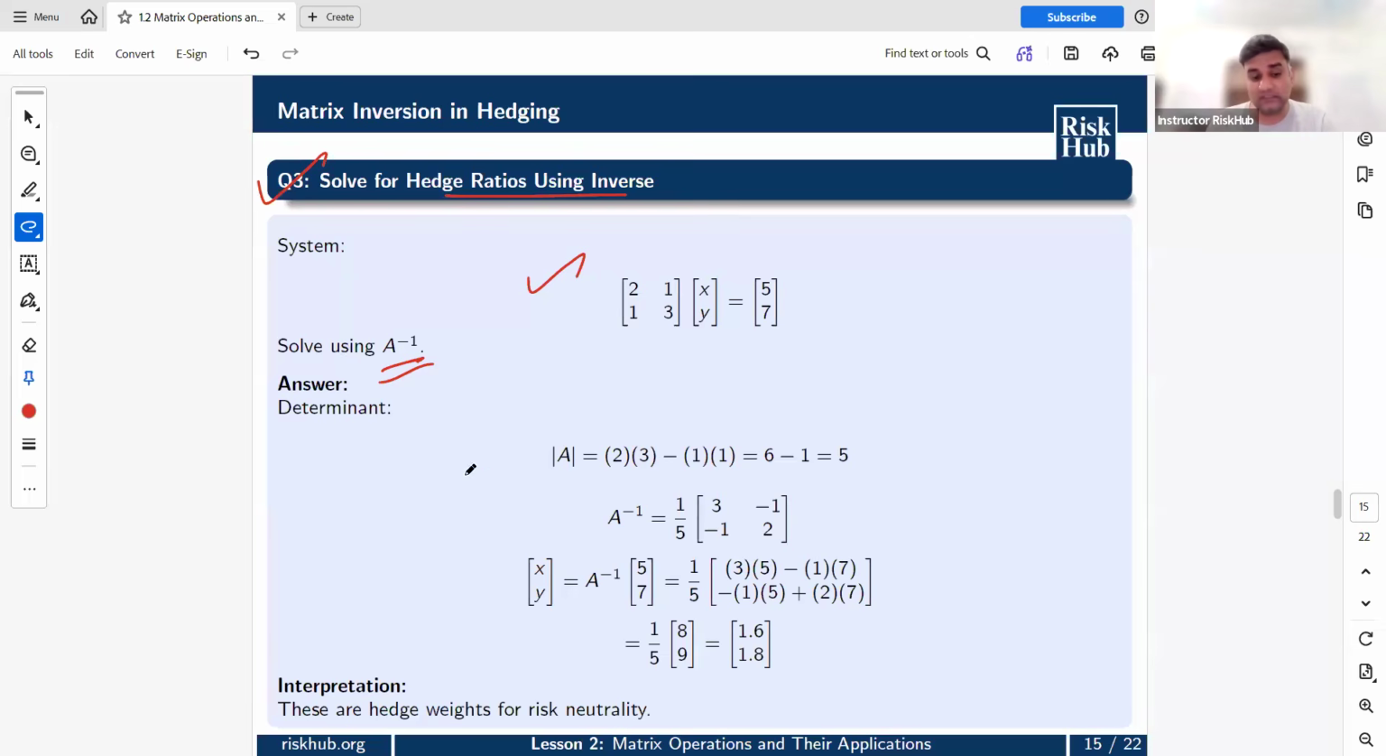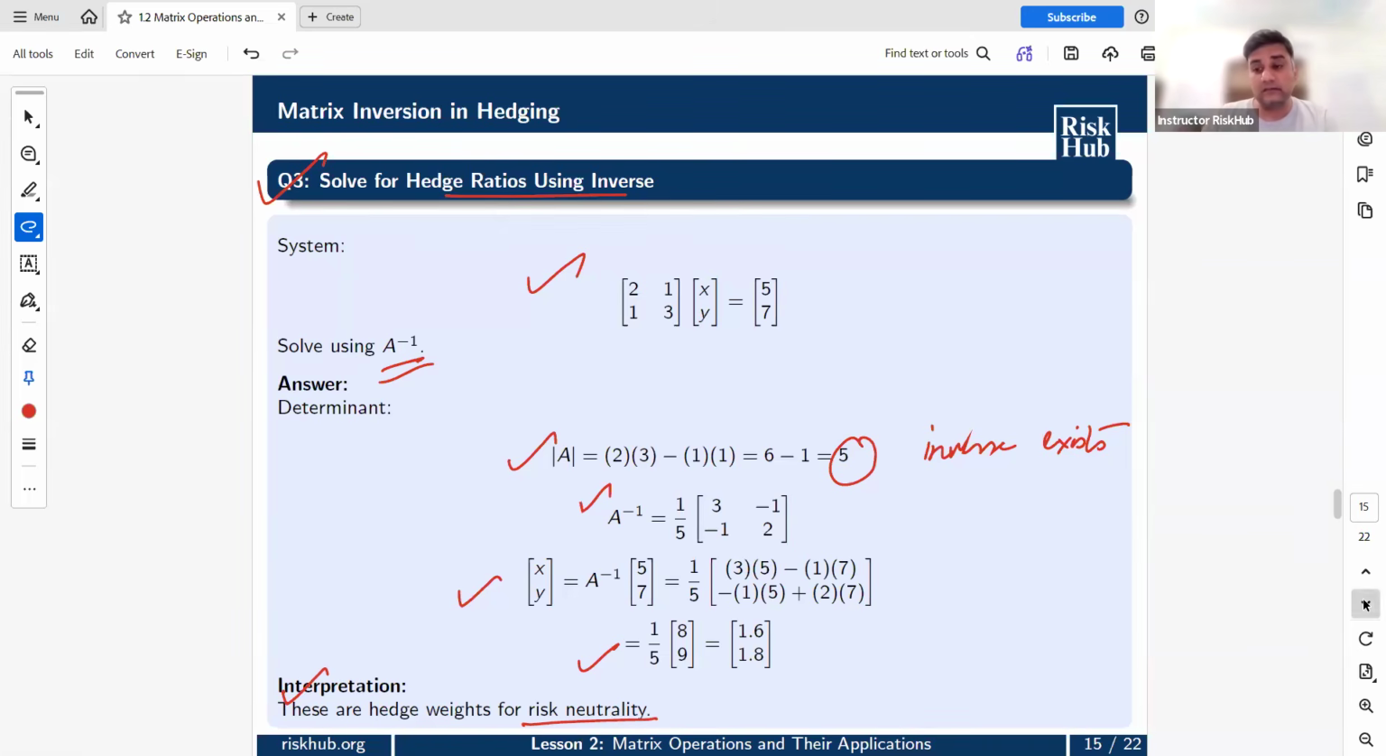And we first try to find the determinant, right? Determinant is not equal to 0. We are getting 5, so the inverse exists, right? If the inverse exists, then we find the solution, which is this. And again, you can see the calculation. The idea is very similar to your delta hedging, your factor neutral portfolios, your duration hedging, your macro hedging systems. Banks solve massive systems like this continuously, which we need to understand. These are hedge weights for risk neutrality.